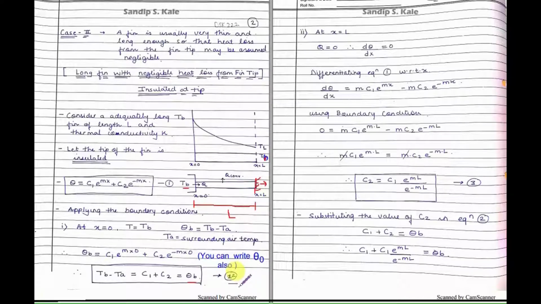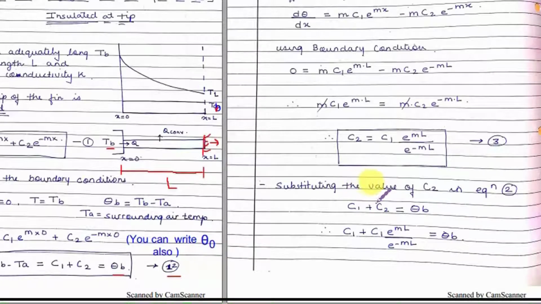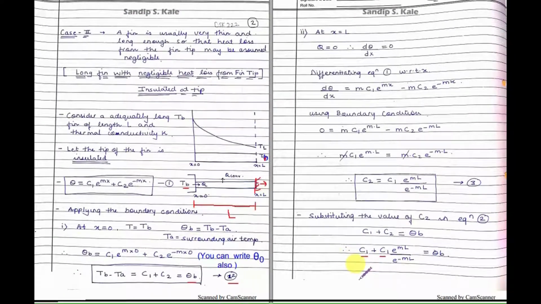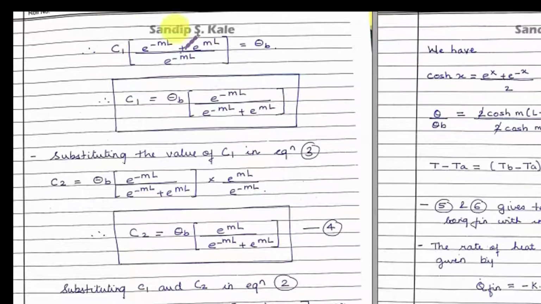From here, what is our next aim? Our next aim is to find the value of c1. All of you know that c1 plus c2 is nothing but theta b, or you can also write it as theta 0. So c1 as it is, and for c2 you substitute c1 e to the power mL divided by e to the power minus mL. Now I will take c1 as common. In the bracket I get 1 plus e to the power mL divided by e to the power minus mL. After necessary arrangement, we get this equation.